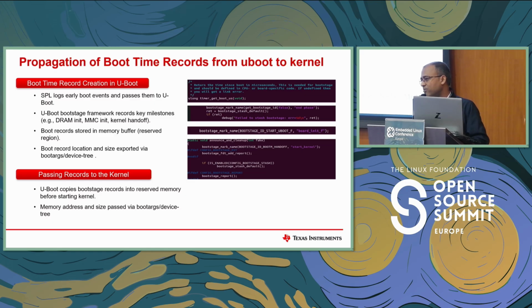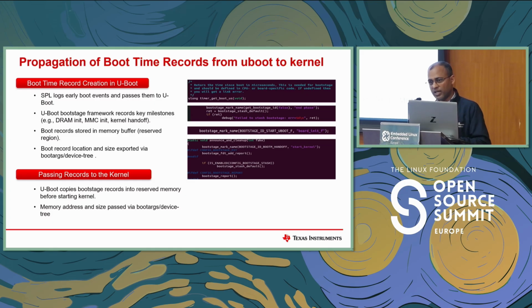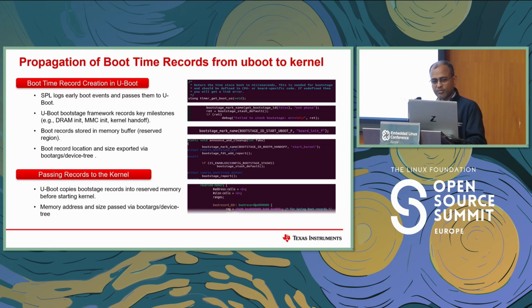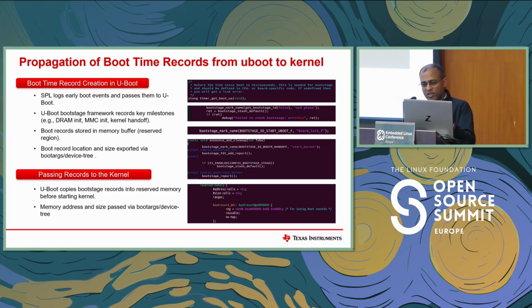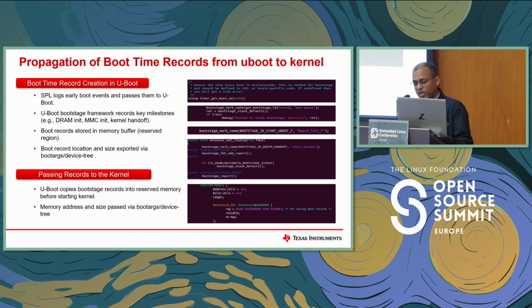Whatever we have observed, there is not much impact or delay caused by recording, writing to the DDR area over here. And for passing to the kernel, in the device tree you can have your boot stage DDR node in the reserved mem, where you can specify what address the records will start at and what the size is, which will later be used by the boot parser utility.